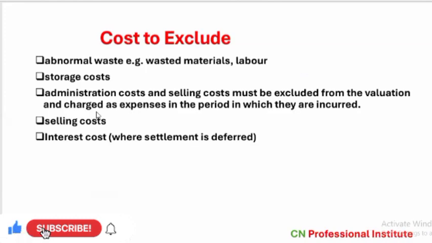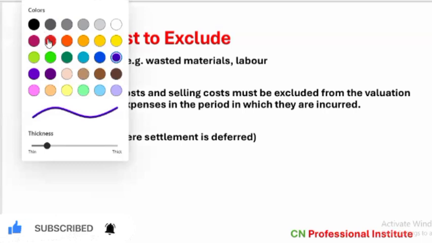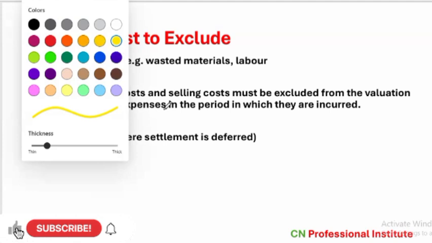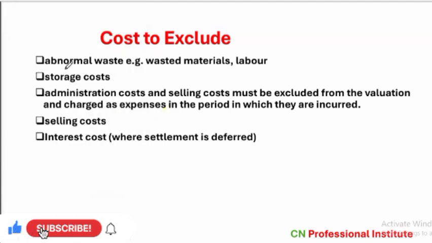That's cost to exclude. Now the first cost to exclude is abnormal wastage. Abnormal wastage, right? So we have it here, abnormal wastage, right? So it says wasted materials, labor, and the rest.